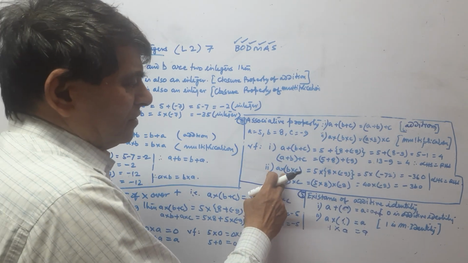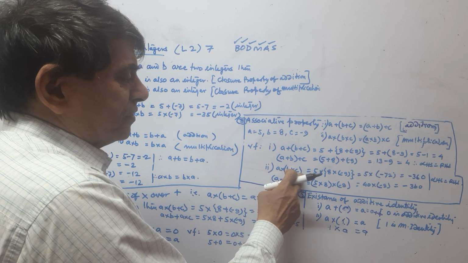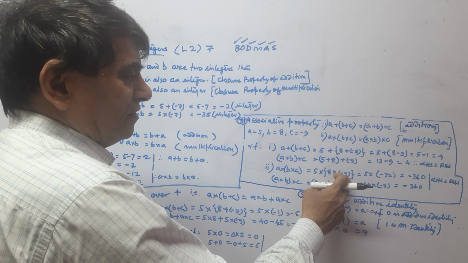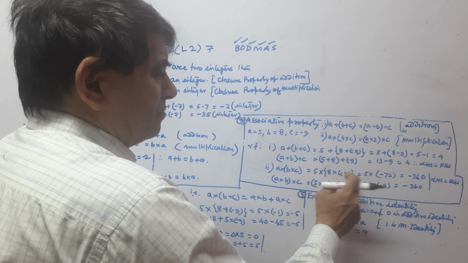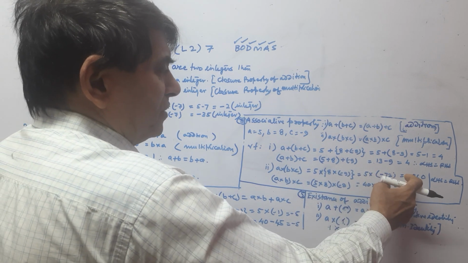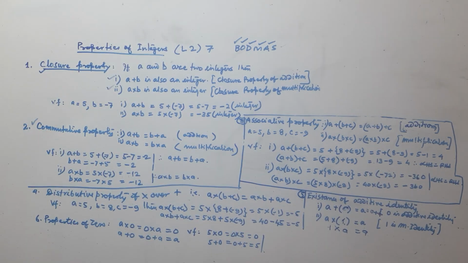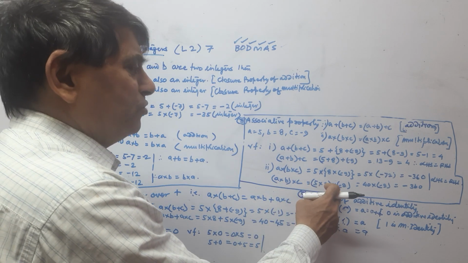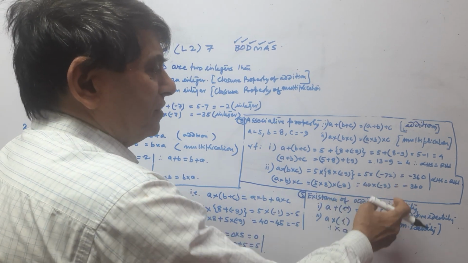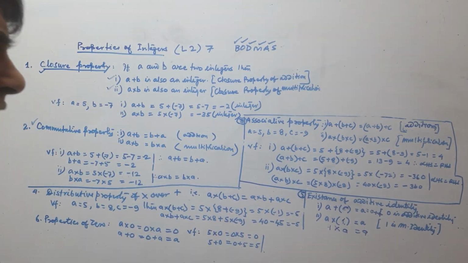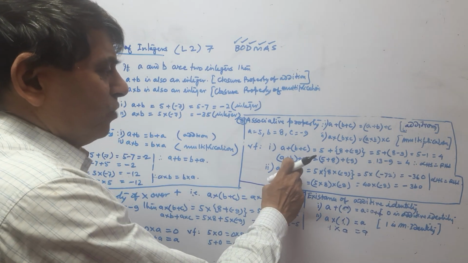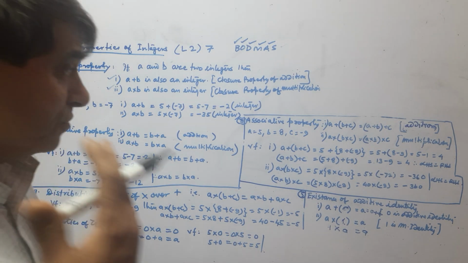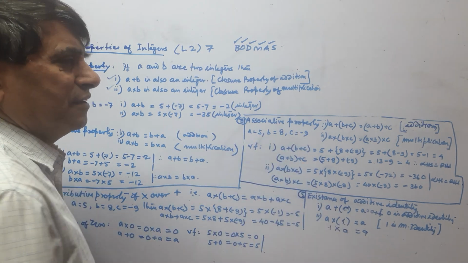Now we have to verify the associative property of multiplication. See here. 5 into 8 into minus 9 is equal to 5 into this multiplied, which is minus 72. If you multiply both, you will get minus 360. And then a into b into c. So 5 into 8 into minus 9. So this one is 40 into minus 9, which is equal to minus 360. So what do we observe? These two are equal. So the associative properties of addition and multiplication are both verified for these given numbers.